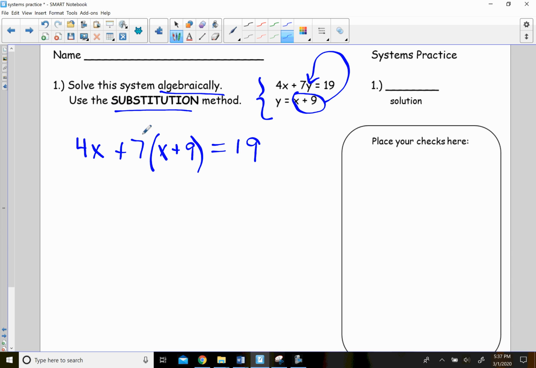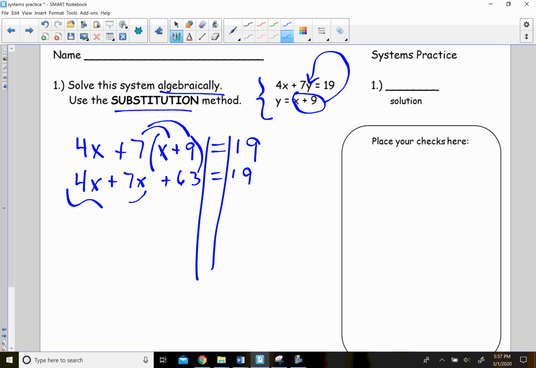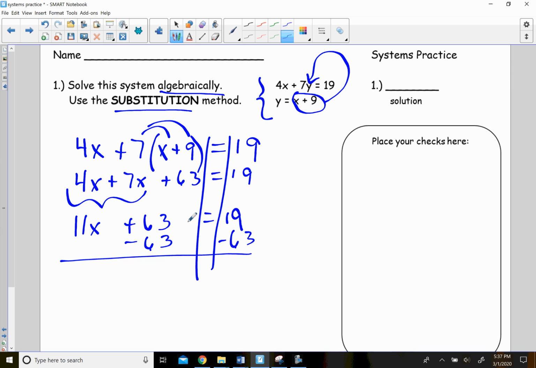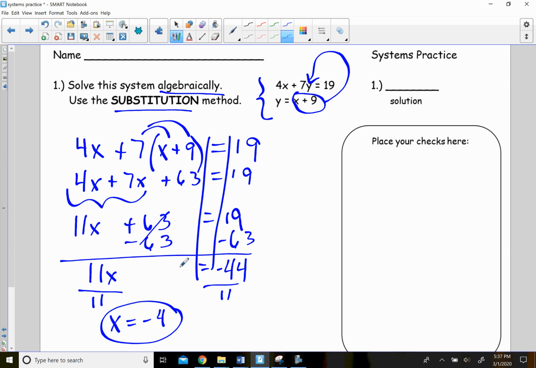I can solve this. I'm going to start by distributing the 7. So I have 4x plus 7x plus 63 equals 19. Okay, then I'm going to combine like terms. So there are 11 x's here plus 63. That's going to equal 19. If I go back to x, there's times 11, there's plus 63. I'm going to get rid of the addition first with subtraction. So that cancels. I have 11x. That's going to equal negative 44. So if I go back to x, I'm going to divide both sides by 11, and x will equal negative 4.